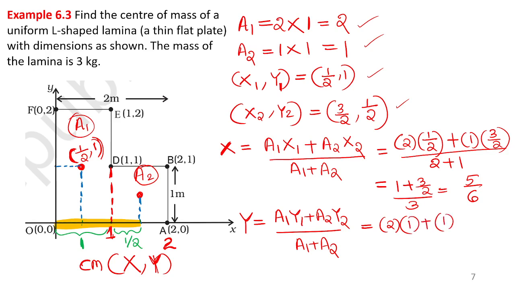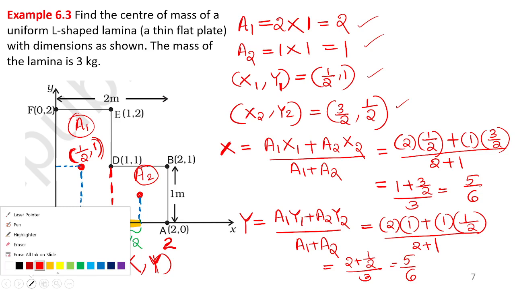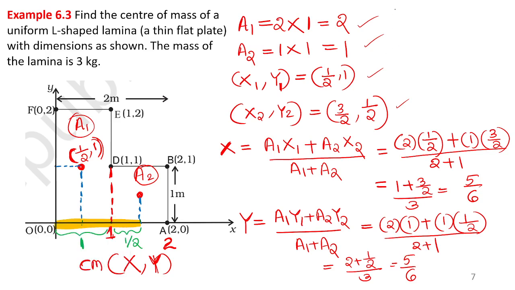a2 is 1. y2 is 1 by 2, divided by a1 plus a2, that is 2 plus 1. So 2 plus 1 by 2, divided by 3, same value you will get, 5 by 6. Let me write the remaining steps here.